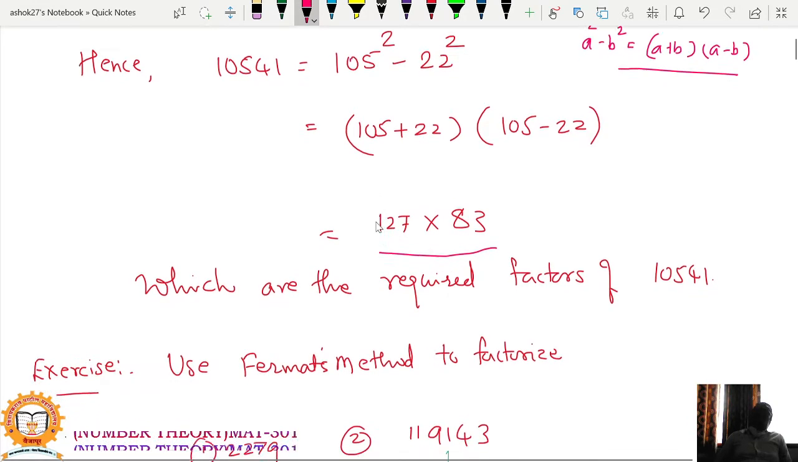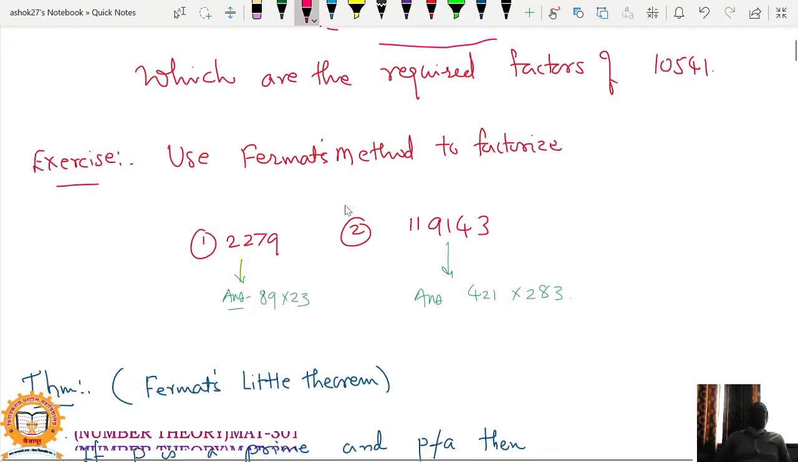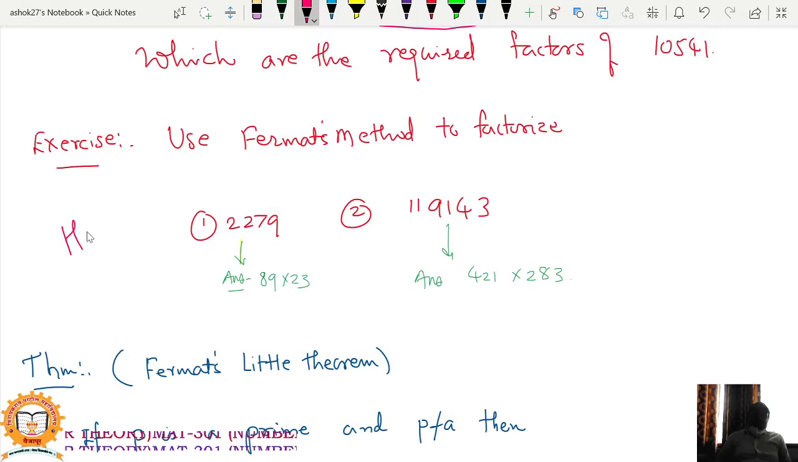You can use this method to find Fermat's factorization of any integer. So you can do these two examples at home as homework, and you can check the answers. For 2279, Fermat's factorization will be 89 multiplied by 23, and for 119143, it will be 421 into 283. So check this, you can do it at home.